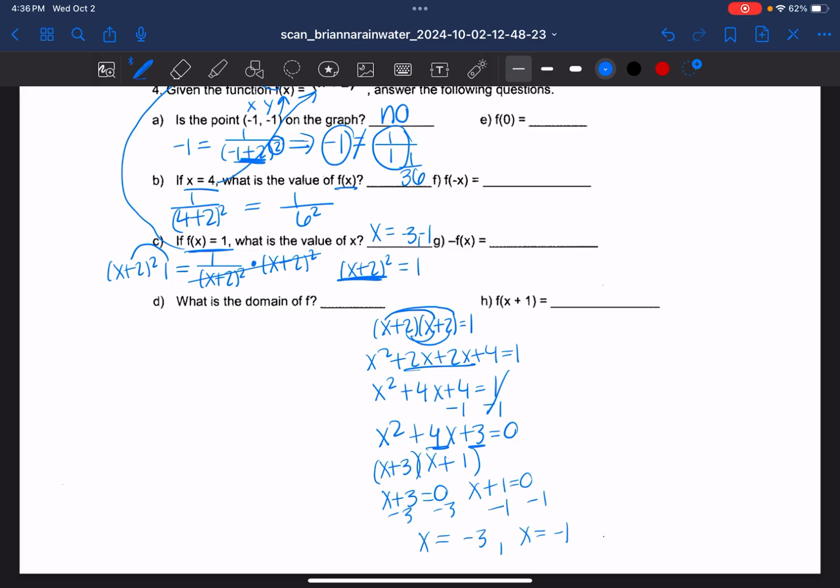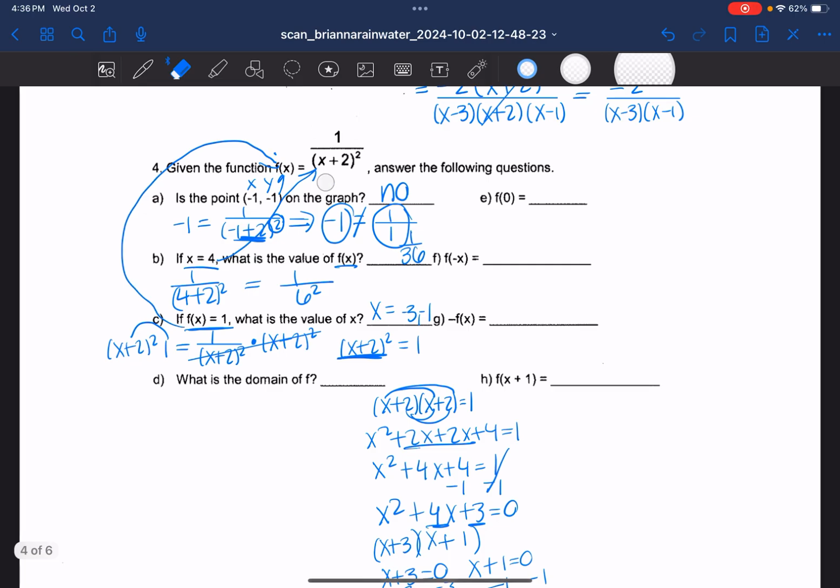All right, and then part D says what is the domain of f? So I go back to my function up here at the top. It is a fraction. Remember, we're not allowed to have 0 in the bottom of a fraction. So I'm asking myself, if I plug in a number for x, what could potentially give me 0? Well, if I put a negative 2 in there, negative 2 plus 2 would give me 0, which I can't have. So x cannot equal negative 2.